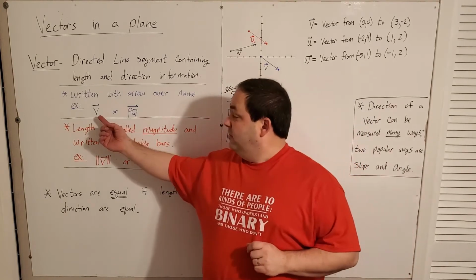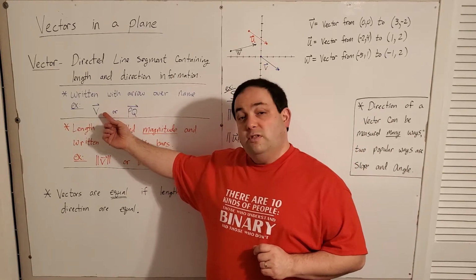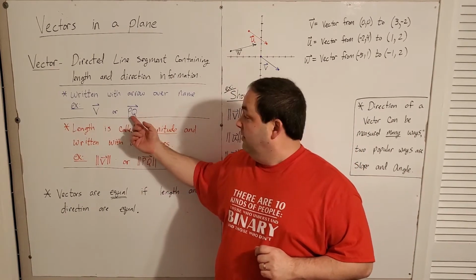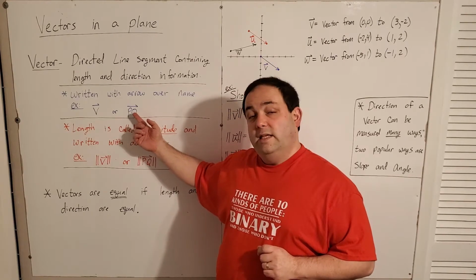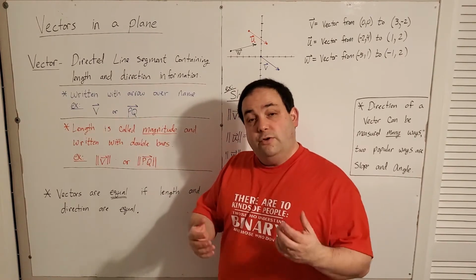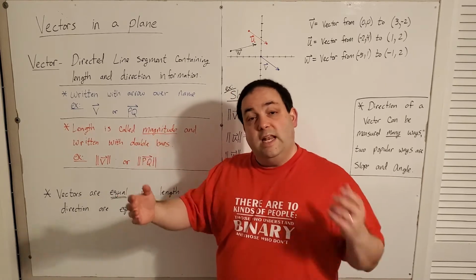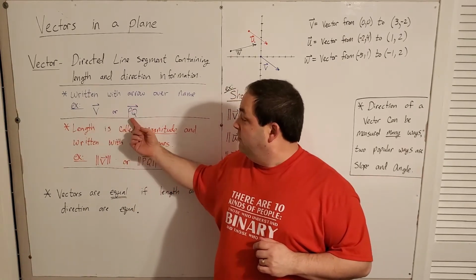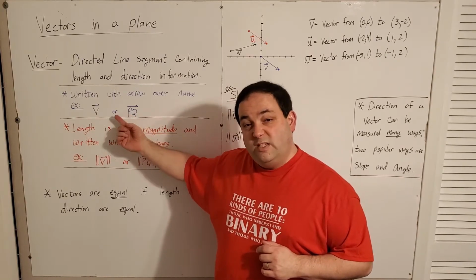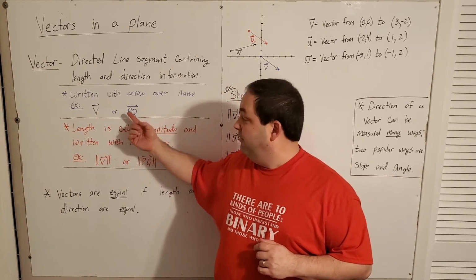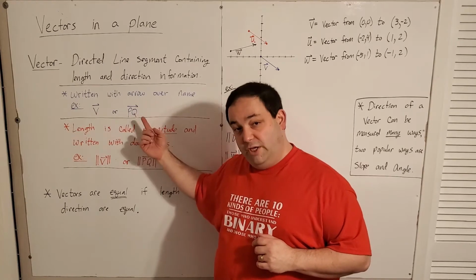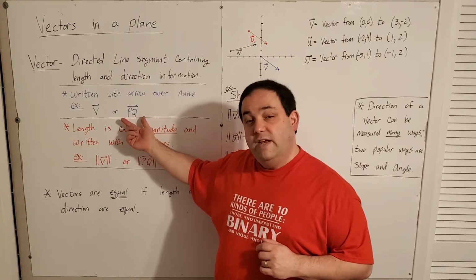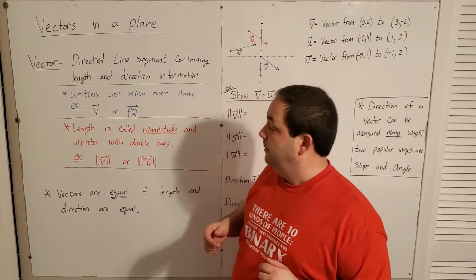Okay, now vectors can be a single letter, or sometimes you'll see them in double letters. And the reason that you would do double letters like this is if you were representing a vector as a beginning and an ending point. So this would be vector V, and this would be the vector between points P and Q, specifically from point P to point Q. So you could call it vector PQ, okay?